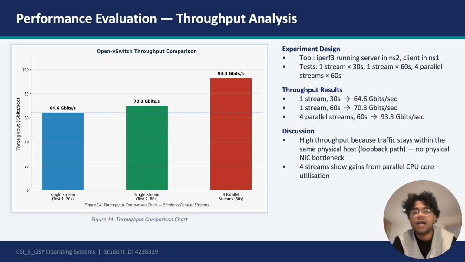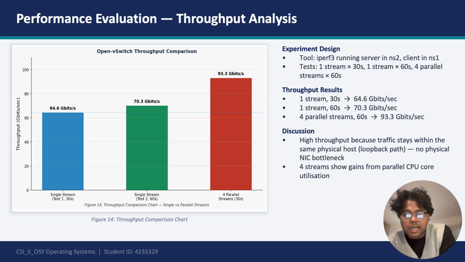These very high figures are expected in the virtualized setup because the traffic path is entirely within the same physical machine. Both namespaces are on the same host, so traffic goes through OVS but never hits a physical network card or a cable. In a real multi-host deployment, the throughput would be limited by the physical network link speed, typically 1 to 100 gigabits per second. But within a single host, the OVS kernel datapath can sustain this very high bandwidth, confirming the efficiency of the design.